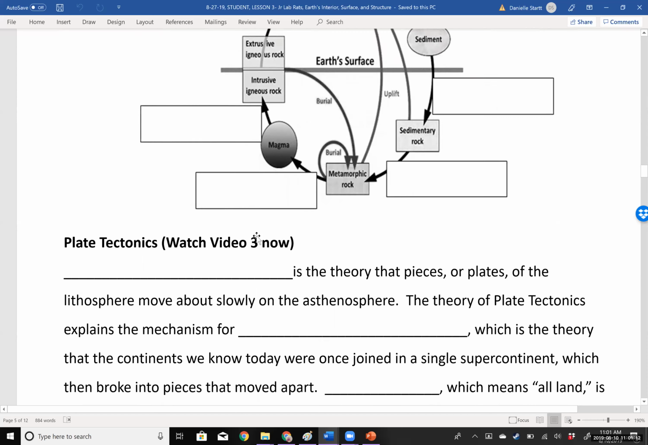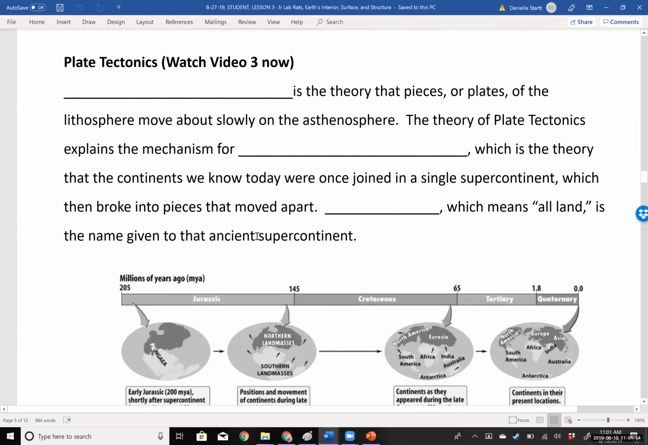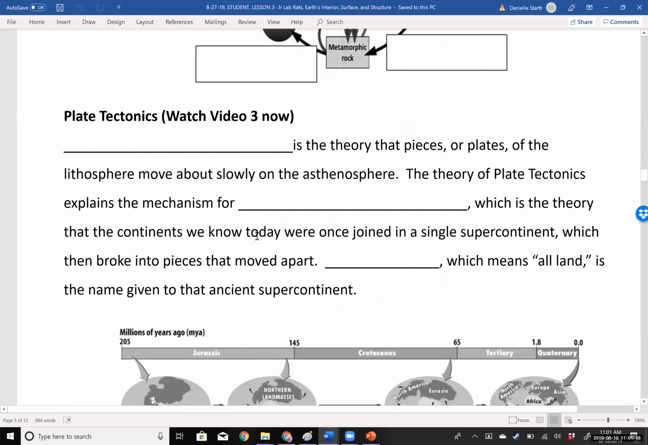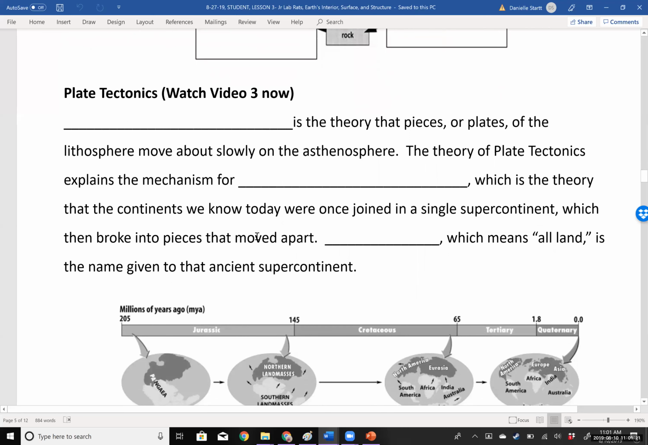So now you want to watch your third video on plate tectonics. Make sure that you've completed all of this second section on rocks, and come back when you've watched that video. Okay, if you've finished the third video, all right, move on from here and it's going to make sense.